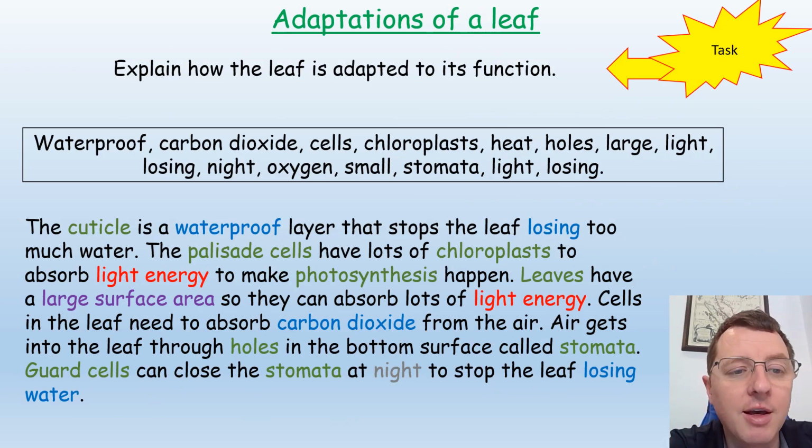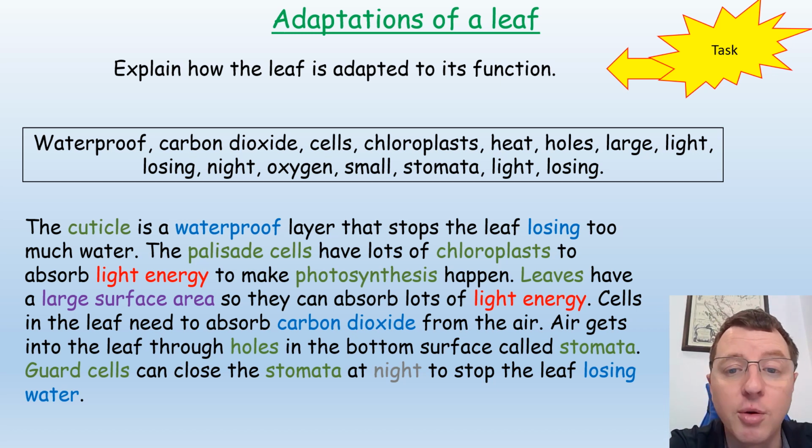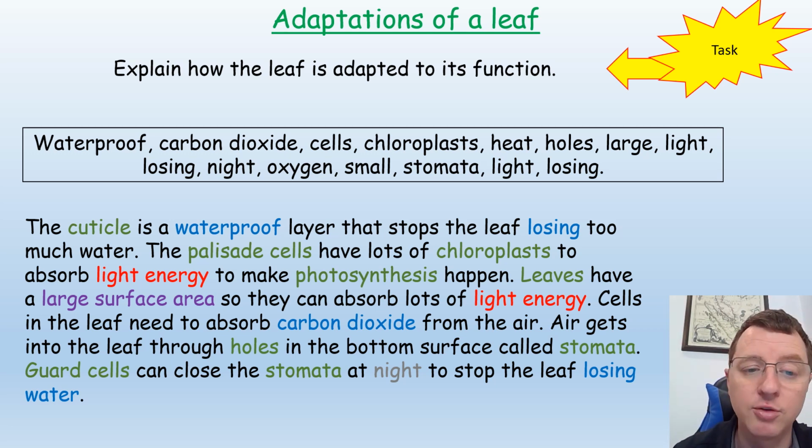Another way of explaining that is to say that leaves are adapted to their function by having a cuticle, that is a waterproof layer that stops the leaf losing too much water. The palisade cells have lots of chloroplasts to absorb light energy to make photosynthesis happen. Leaves have a large surface area so they can absorb lots of light energy. The cells of a leaf need to absorb carbon dioxide from the air, and the air gets into the leaf through holes in the bottom of the surface called stomata. And guard cells can close the stomata at night to stop the leaf losing too much water.